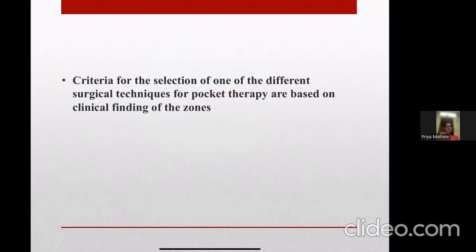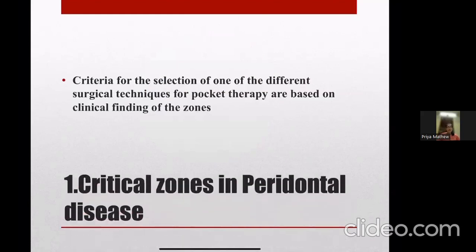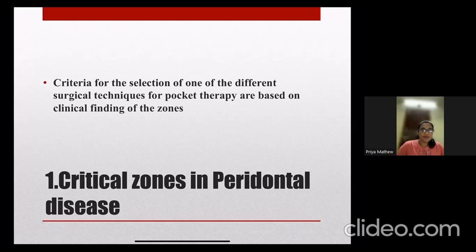Now, the first one is the critical zones in periodontal surgery. The criteria for selection of one of the different surgical techniques for pocket therapy are based on the clinical findings of these zones. That is, whether we are selecting gingivectomy, or a flap surgery, or apically displaced flap surgery, or whether we are going to do a bone graft, it is all determined by these zones in periodontal surgery. So, which are these zones?